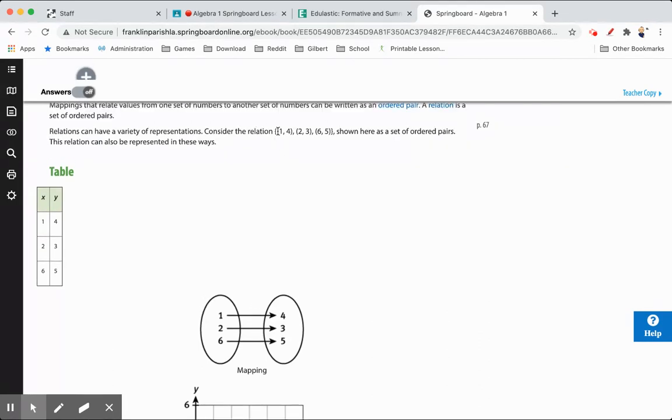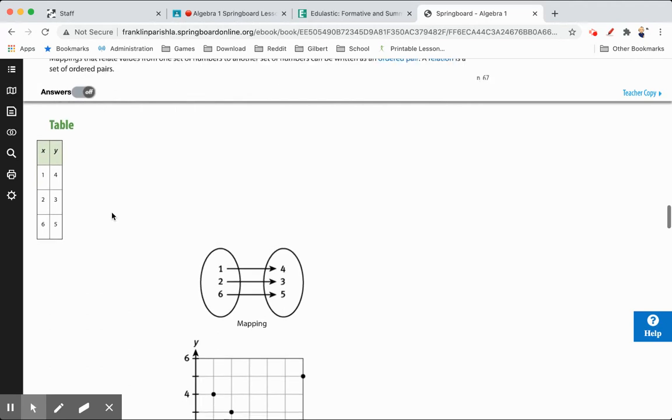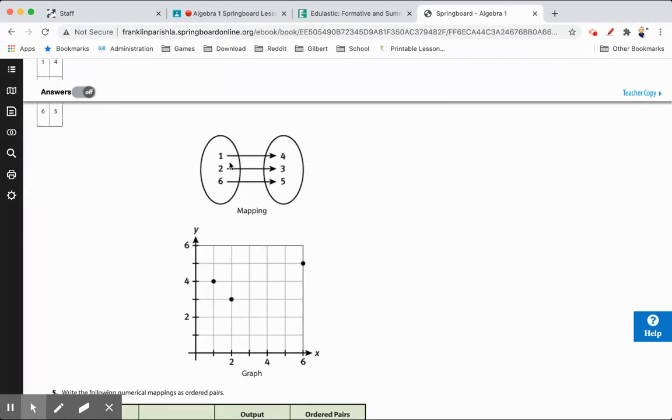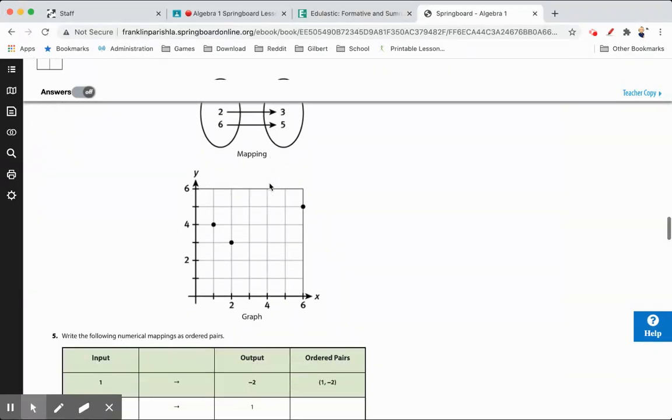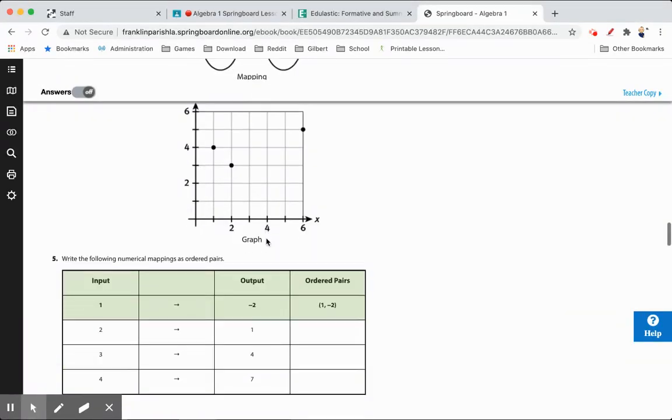A relation is going to have a variety of representations. Consider these relations, (1,4), (2,3), (6,5), shown here as a set of ordered pairs. We can show them in many ways. You have a table, 1, 4, 2, 3, 6, 5, under the X and Y coordinates. You could have the mapping, where you say this one goes with this one: 1 goes with 4, 2 goes with 3, 6 goes with 5. Or you put it on a graph: 1, 4, 2, 3, 6, 5.